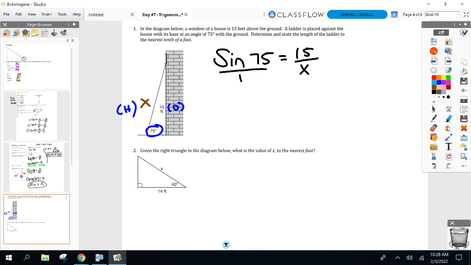Okay, go ahead, put it over 1. Cross multiply. Sine of 75 times X equals 15. You are gonna have to take it one extra step, right? Divide both sides by sine of 75.